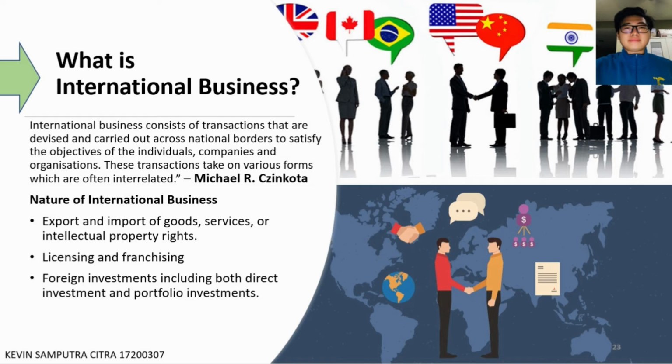The third nature is foreign investments. There are two types of foreign investments, namely foreign direct investment, FDI, and portfolio investment. FDI is an investment in properties such as plant and machinery in foreign countries with a view to undertaking production and marketing of goods and services in those countries. On the other hand, portfolio investments are investments in shares or debentures of foreign companies with a view to earn income by way of dividends or interest.